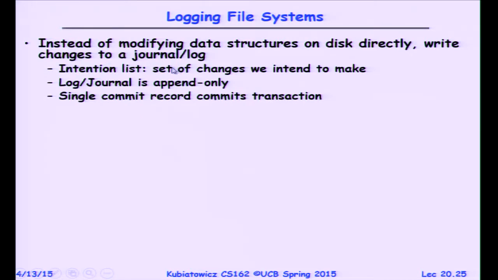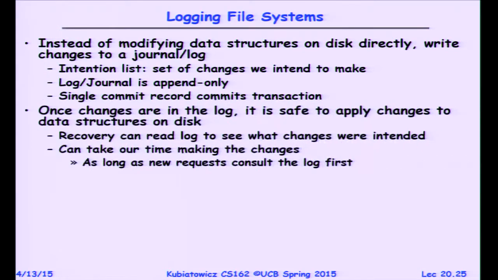So when we put our intention list on the log, we write it to the log, we make sure it's forced out to disk, and then we put a commit record in the log, and that's the point at which the transaction commits. Okay? And the interesting thing that you don't realize until you've played with this is we only have to get things in the log. We don't have to put things in the file system because they're in the log.